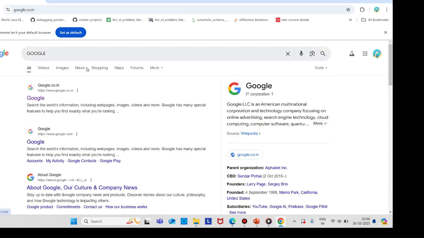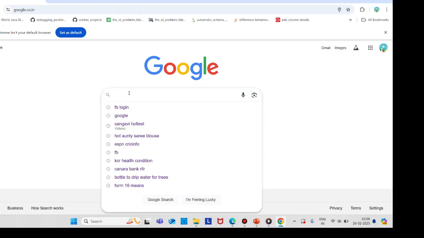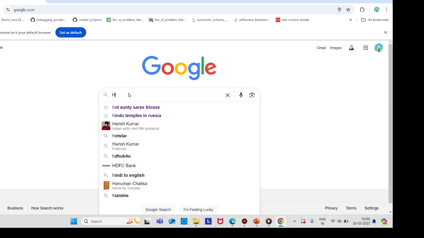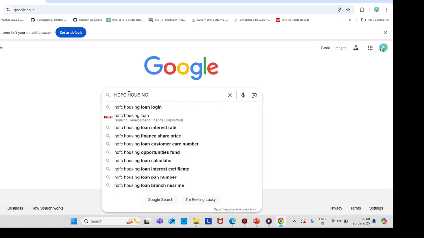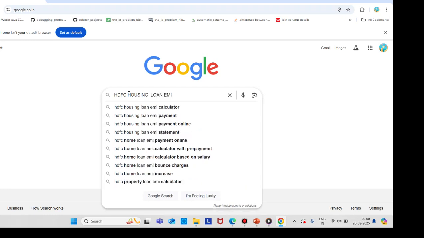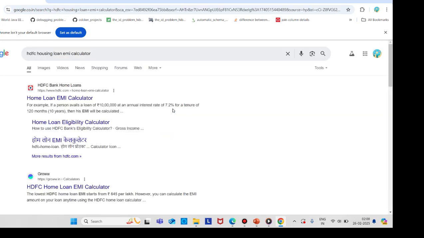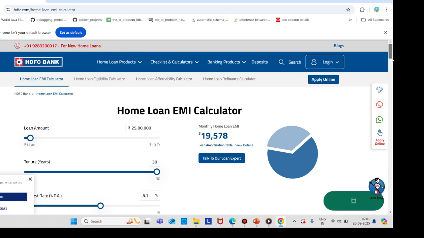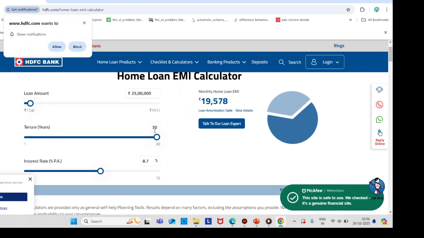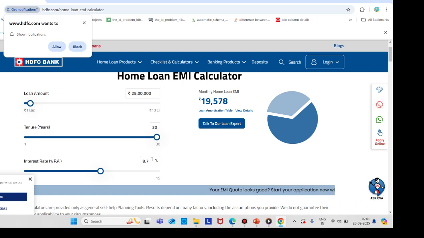Usually every leading bank will have one. So let me type HDFC housing loan EMI calculator. Even mobile apps are there. So yeah, here's something we got. This EMI calculator is showing us the tenure. In the general case, it is 30 years. We have put 30 years here, and let's put 8.15.